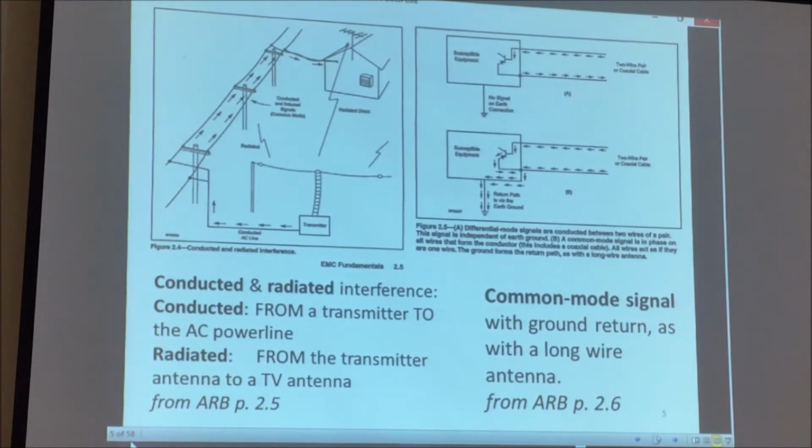The right-hand illustration just illustrates a common mode signal with a ground return, as with a long wire antenna. In the upper figure, there is no ground, and you have a proper differential signal on the 2 leads for your antenna. In the bottom figure on the right, you have the same signal present in both differential leads with a ground return. And the issue of common mode noise is going to come up repeatedly.